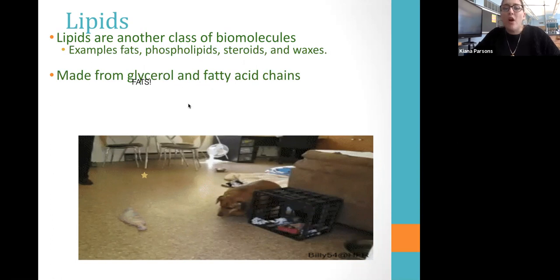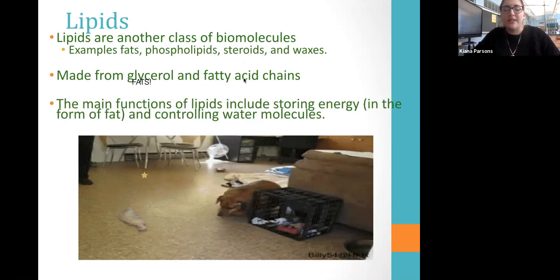Lipids are made from glycerol and fatty acid chains, and we're about to look at the molecular structure. The main functions of lipids include storing energy in the form of fat and controlling the movement of water molecules. And that happens within the specialized structure of the cell membrane, which we're about to take a brief look at and explore more in Unit 4. So the main function of lipids in human bodies is to store energy. So if you consume too much energy, if you eat too many calories, your body will store the excess in the form of lipids or fats.